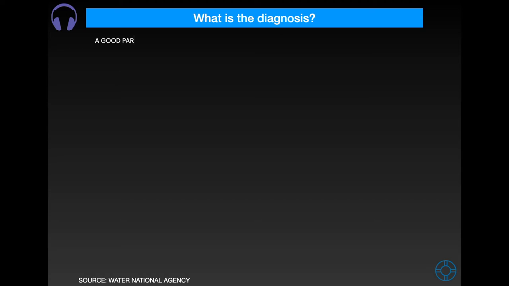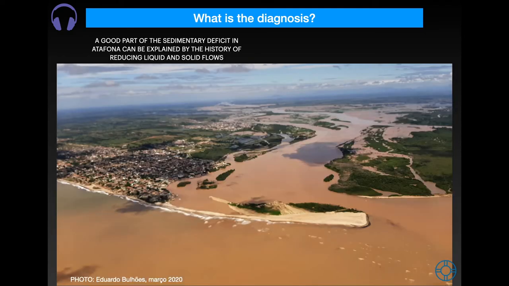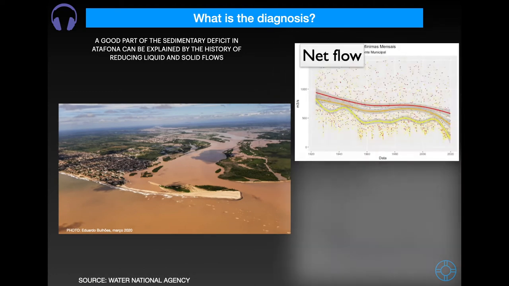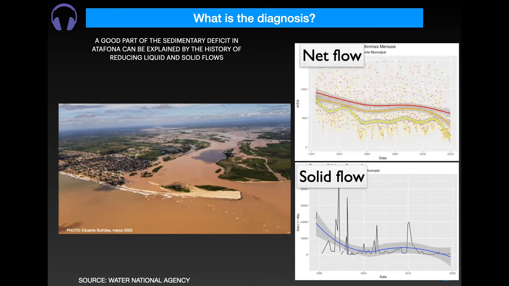A good part of the sedimentary deficit in Atafona can be explained by the history of reducing liquid and solid flows due to river damming, water transposition, land uses, and sand mining along this river, which is the most important river in southeastern Brazil. That is the most developed region in the country.